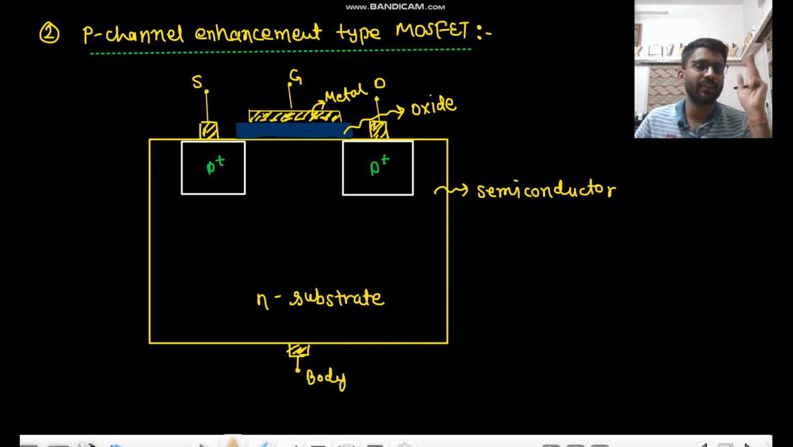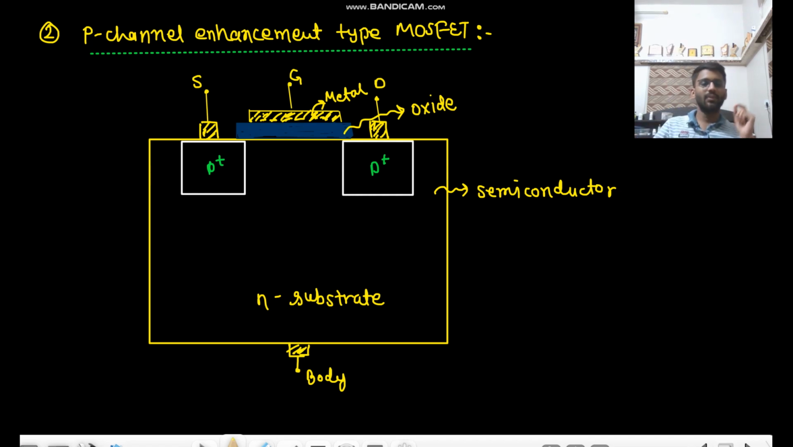So one thing you must have understood here is that the charge carriers would be holes, right? Here the charge carriers will be holes, and at drain we need to apply the negative potential, right? If we apply the positive potential at drain, the holes will not be attracted. So to attract the holes, we need to apply negative potential at the drain.